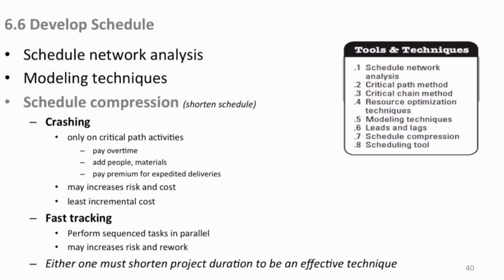When you crash a schedule, there's always now a risk involved because you're doing more than you had actually planned to do originally. That introduces some risk, burning out your people, whatever it might be. And you have a less incremental cost than with other options. Now, fast tracking is different. That's where you do 2 tasks that are one after the other, sequential, finish to start, if possible.